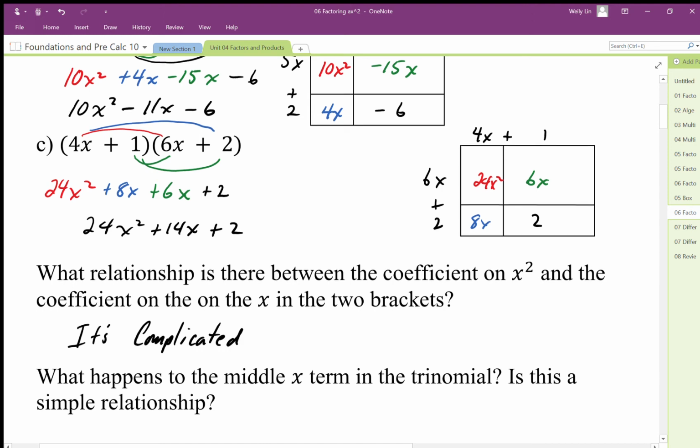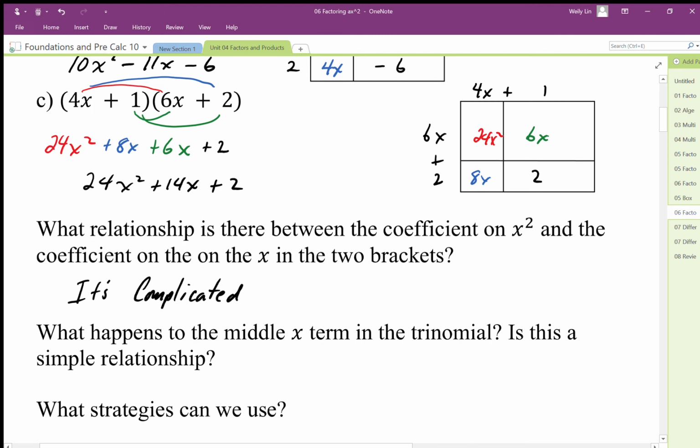Okay. So the middle, is this a simple relationship? No, this is not a simple relationship. So what strategies can we then use to factor this? If I want to now go back, multiplying out is fairly straightforward, but the problem is this 14, we don't know how to generate that 14 because it's not a simple add relationship with what we see in the trinomial here. The 2 still is, it's still a product, but this 14 is a problem because it's hard to see where that 14 came from the numbers that we start with.